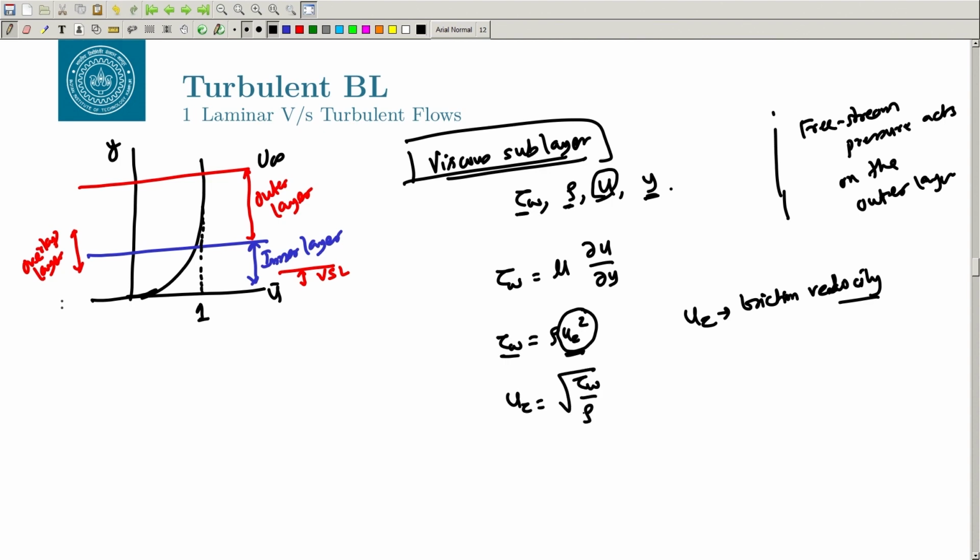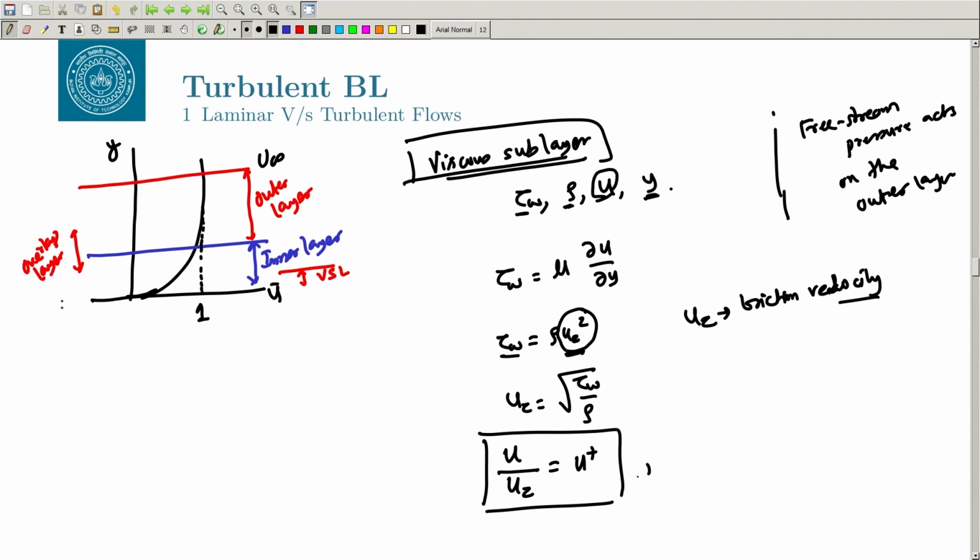So, we can define how my velocity varies in the viscous sublayer. Let us say this is my velocity which is varying in the viscous sublayer. I will define a quantity u by u tau, which I will call u plus. This is my non-dimensional velocity. What I am interested in first is how the velocity is varying in the viscous sublayer. Then I look at the other layers also.